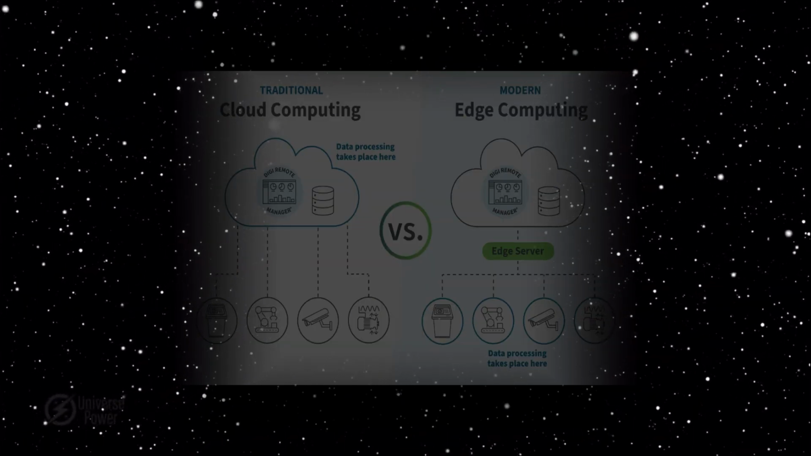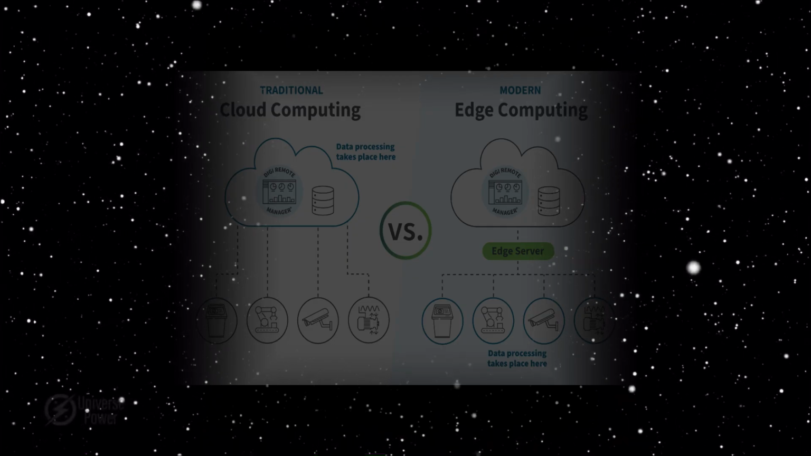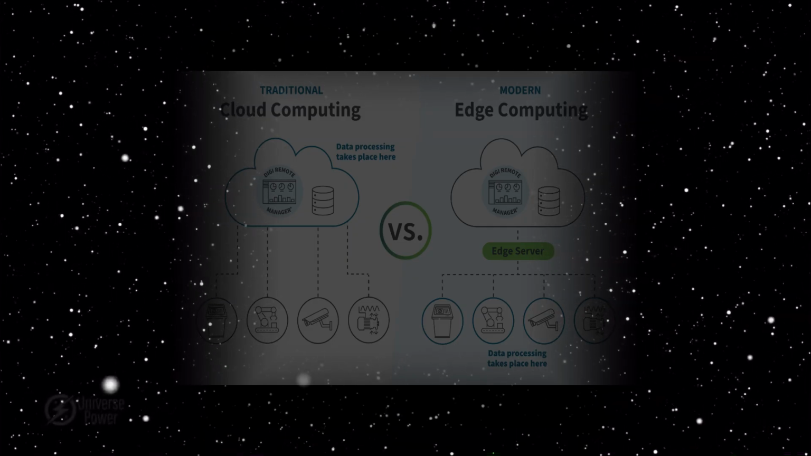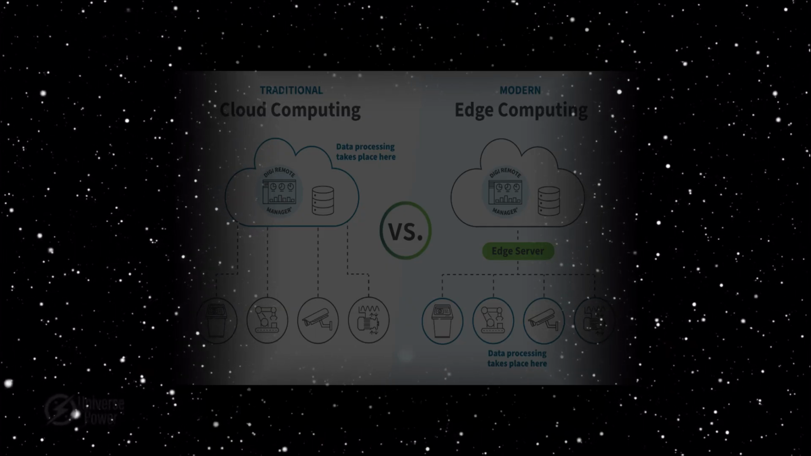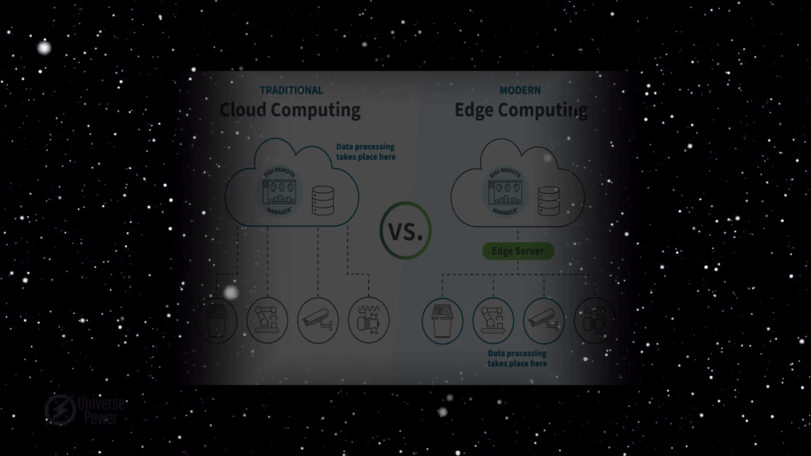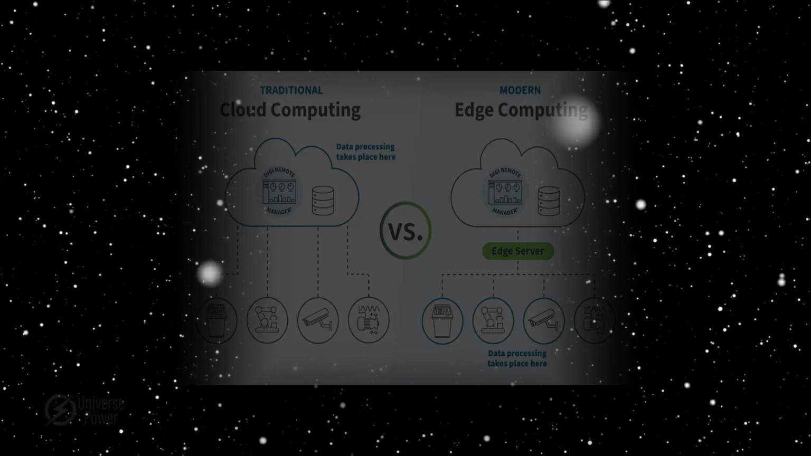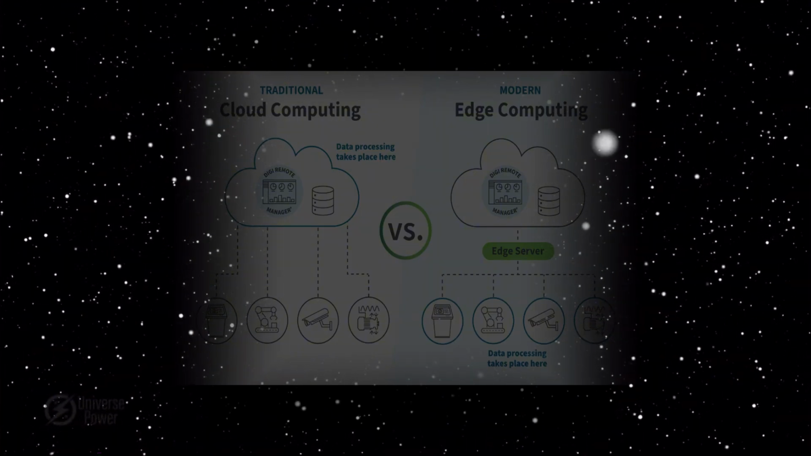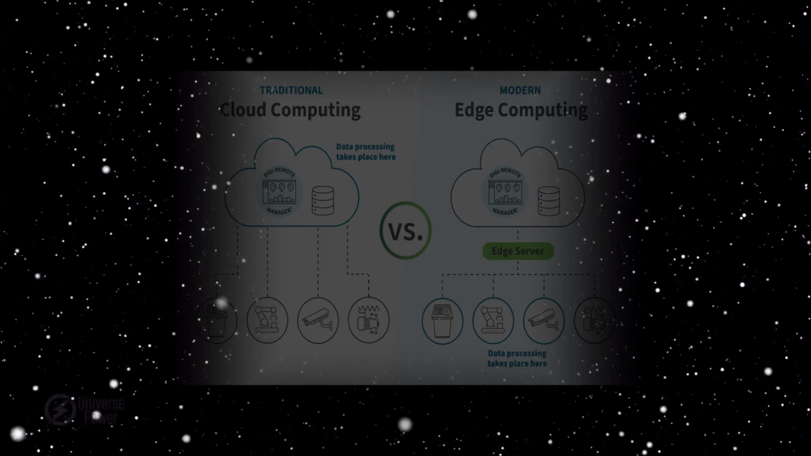Level 73. Edge computing. As billions of IoT devices came online, sending all their data to distant cloud servers became inefficient. Edge computing emerged as a solution. Instead of processing data only in centralized data centers, edge computing pushes processing closer to where data is generated, at the edge of the network.